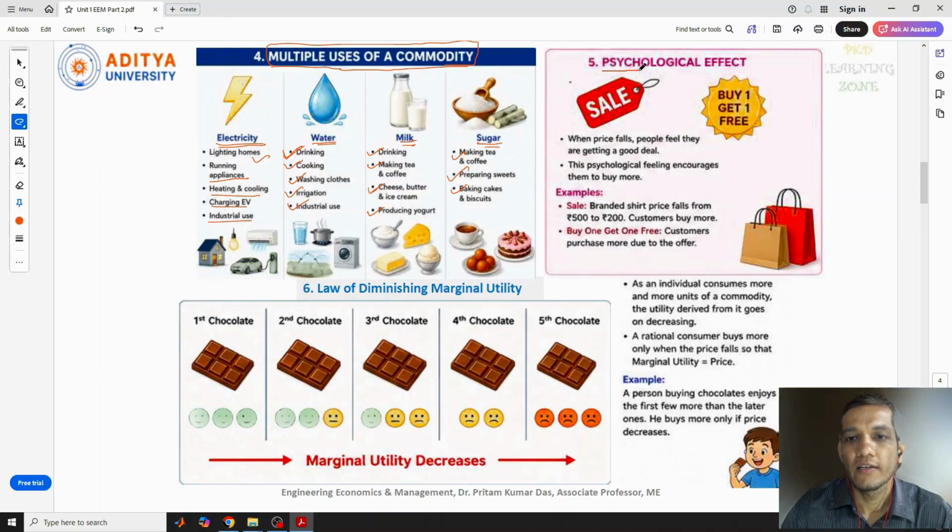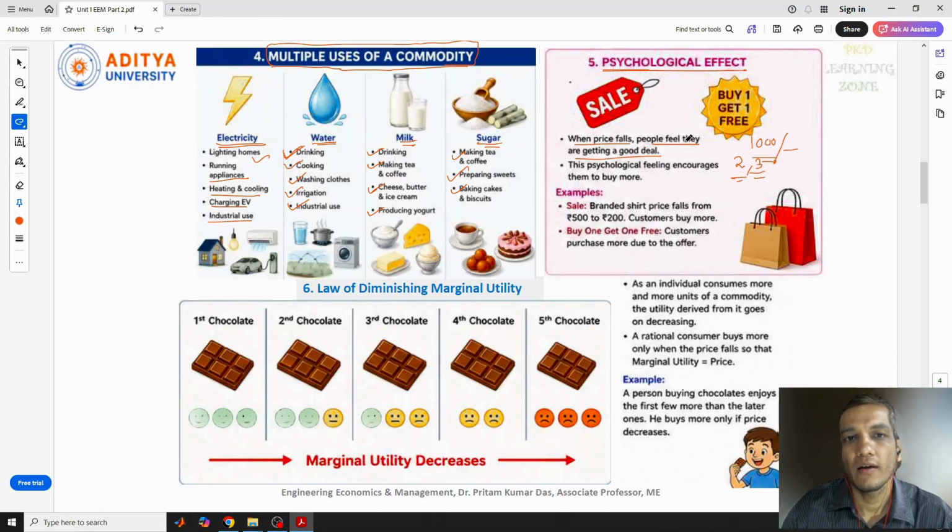The next one is psychological effect. The psychological effect on a human being or a customer is always like, when the price of the product falls or decreases, people feel that they're getting a very good deal compared to others. Suppose you purchased the same branded shoe or shirt for 1,000 rupees, but during the offer time or sale time, for 1,000 rupees you can get 2 items or 3 items at the same price.